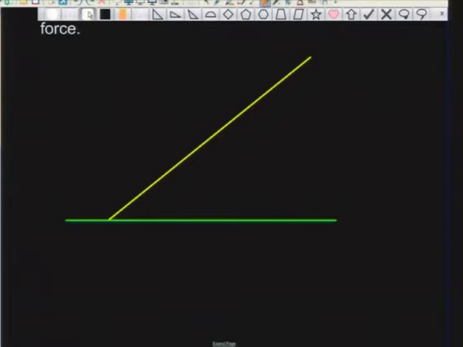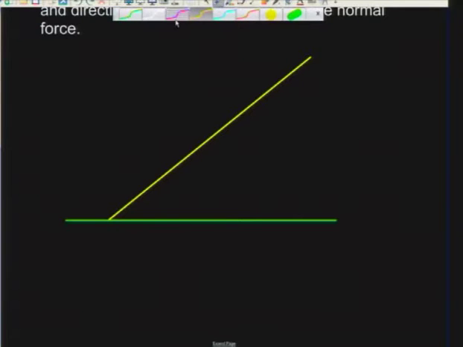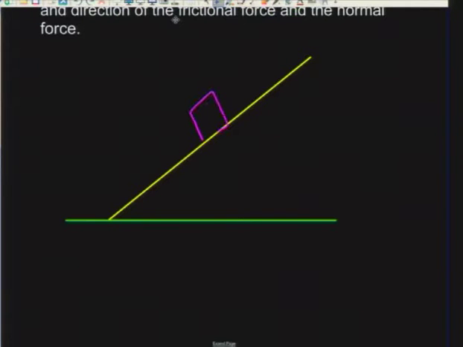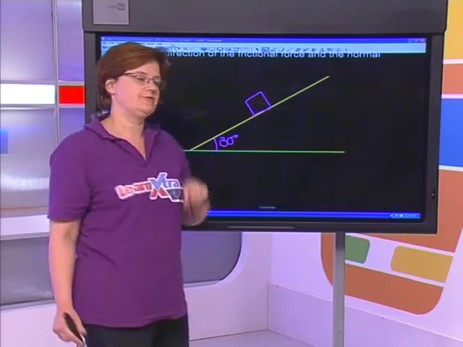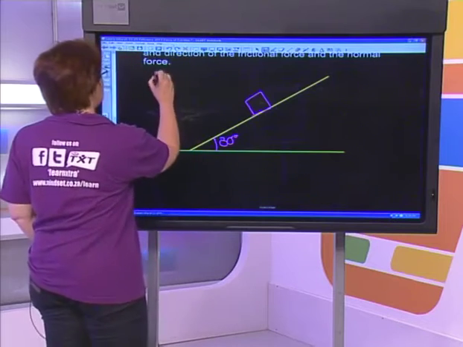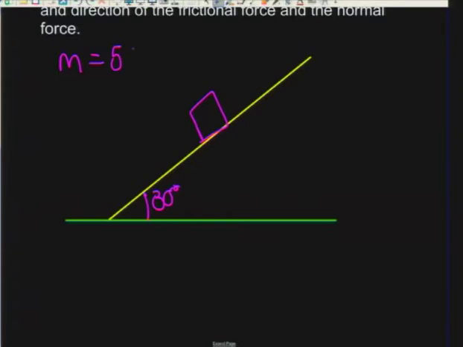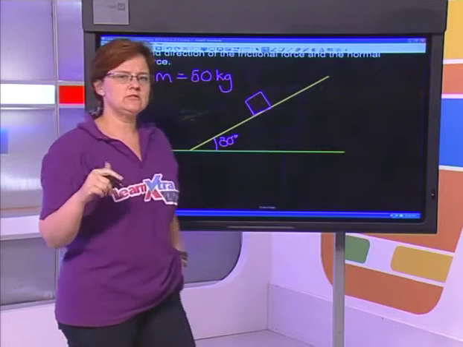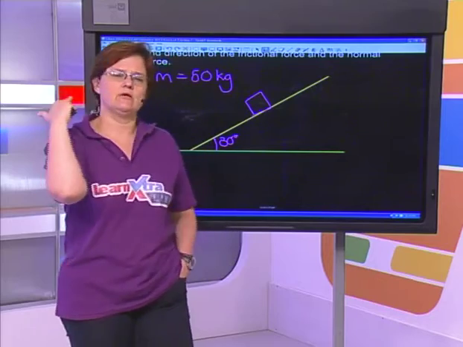No, that's not what I wanted. We'll draw a box. So there's my box. And they said that the angle was 30 degrees. Then they said to us that the object has a mass of 50 kilograms. That's quite important, so we'll make a note for ourselves that it was 50 kilograms. Let's just double check that I'm right. Yep, 50 kilograms. Now, they want us to calculate the normal force, and they want us to calculate the frictional force.